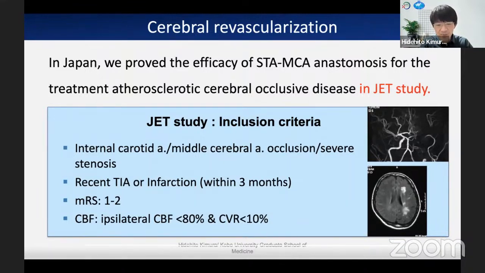So the patient kept the minor disability, a modified Rankin scale less than 2. Much more disability, where the patient may be in a wheelchair, is not a good indication for this surgery. And if you can perform a cerebral blood flow study using a SPECT study, it is better for you to check the indication of this surgery.